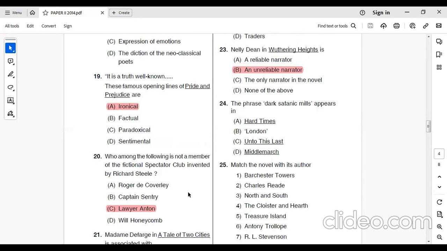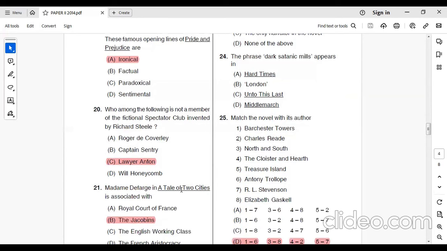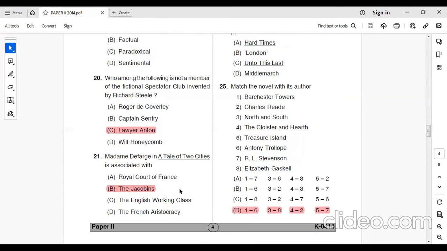So the Spectator Club is the group of men with whom Steele used to sit and chat a lot. The group of fine gentlemen includes Sir Roger de Coverley, a nameless lawyer, Sir Andrew Freeport, Captain Sentry, Will Honeycomb, and a nameless clergyman.